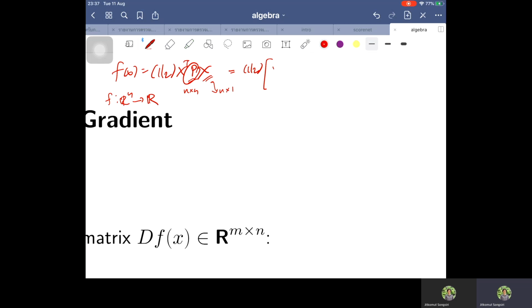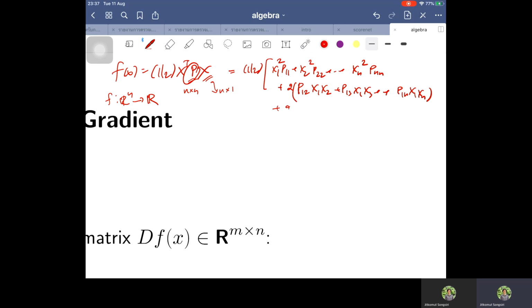So it's going to be p11 x1 squared plus p22 x2 squared, up to pnn xn squared. And now you're going to have all the crossing terms, right? For example, you're going to have 2 p12 x1 x2, 2 p13 x1 x3, up to 2 p1n x1 xn. This is a crossing term between x1 and the other x.